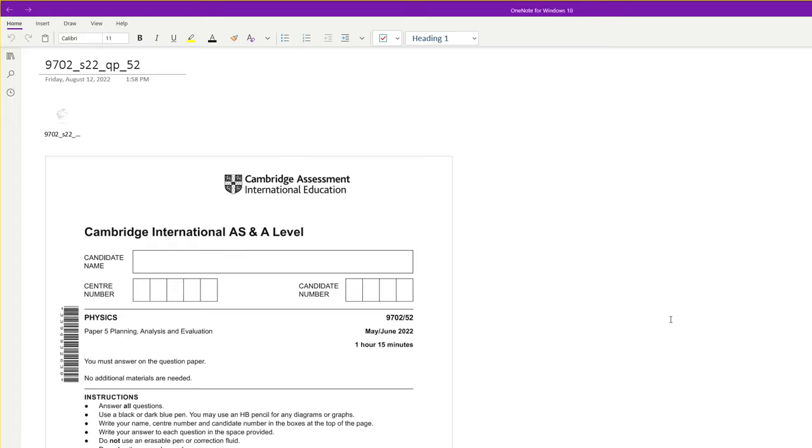Hey everyone, we're solving this physics paper 5 today. This is 9702, paper 5-2, May/June 2022. I know you have an exam tomorrow, so good luck with that.